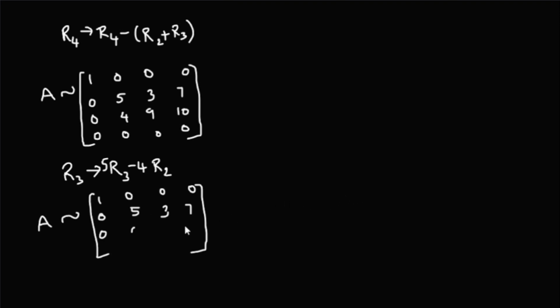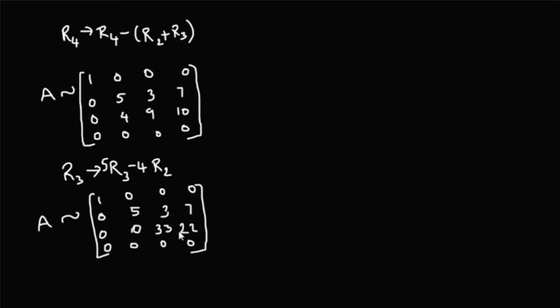So what we have to do is multiply this by 5. This is 45 minus 3 into 4, 12. 45 minus 12, it is 33. Next, multiply this by 5, 50. 50 minus 28, it is 22. And this fourth row is already 0.